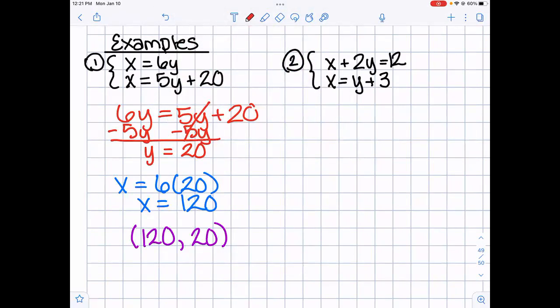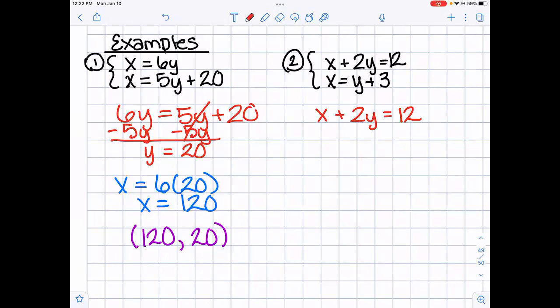Okay. So normally if I say like x equals 10, I just take that 10 and put it back in the problem, right? Same idea, except now we've got to take y plus 3 and put that in for x. So we're going to take this problem up top, x plus 2y equals 12. We're going to find y.